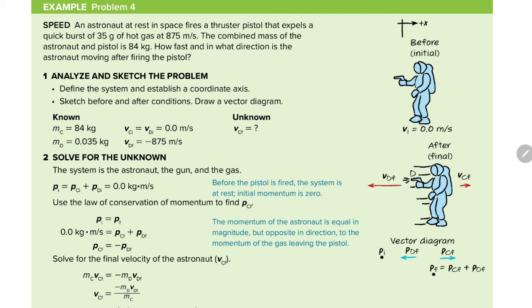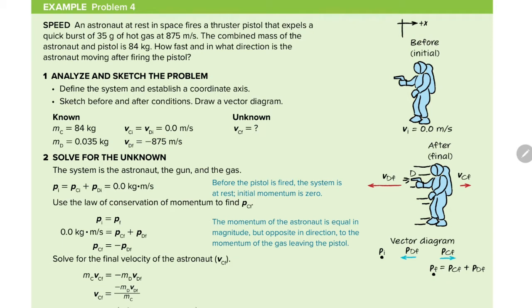As we learned in every question, in the beginning we will write the knowns and the unknown from the question. So the knowns we have from the question: in the beginning we have the mass of the astronaut, which is equal to 84. So mC, we represent the astronaut with the symbol C. So mC equal to 84 kilogram.